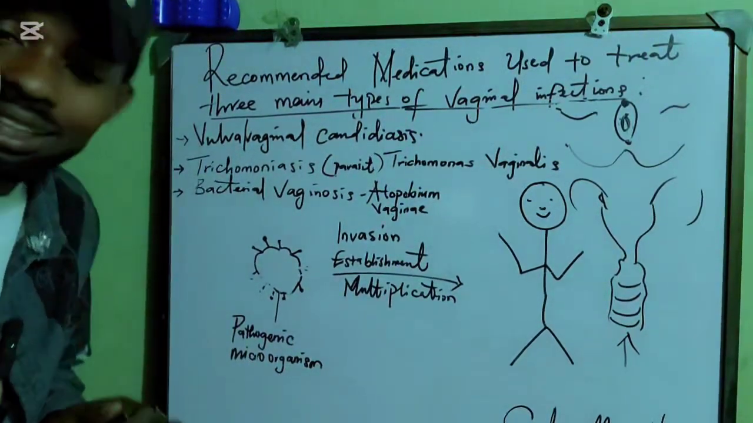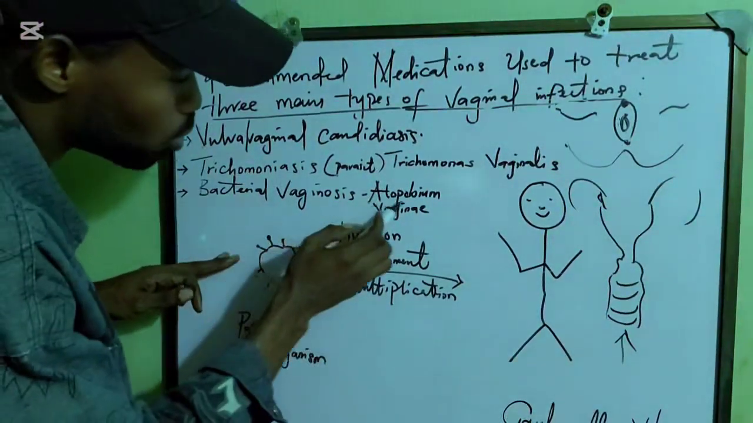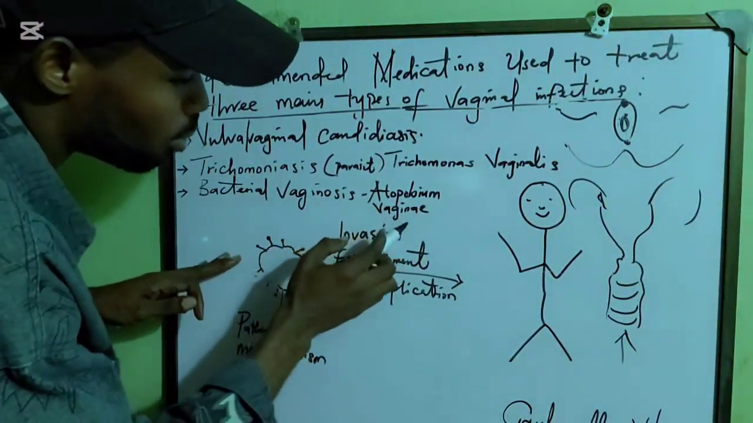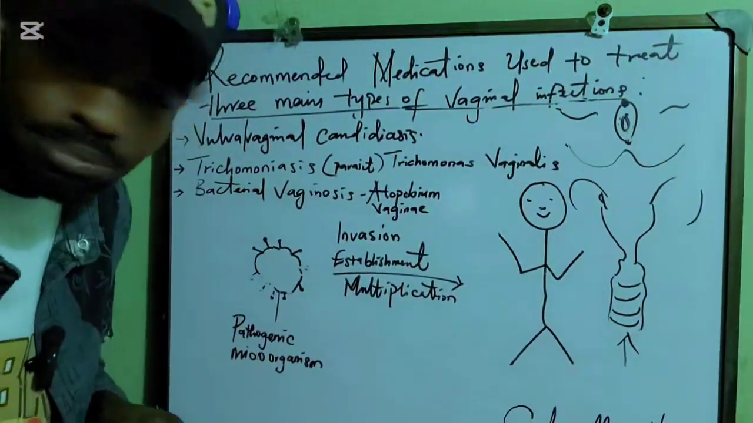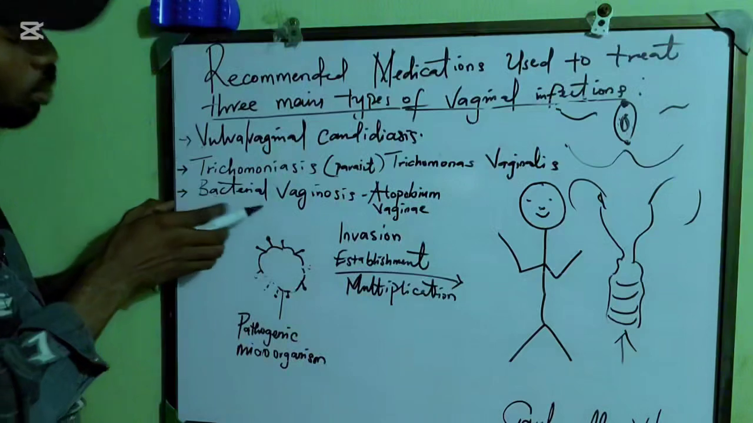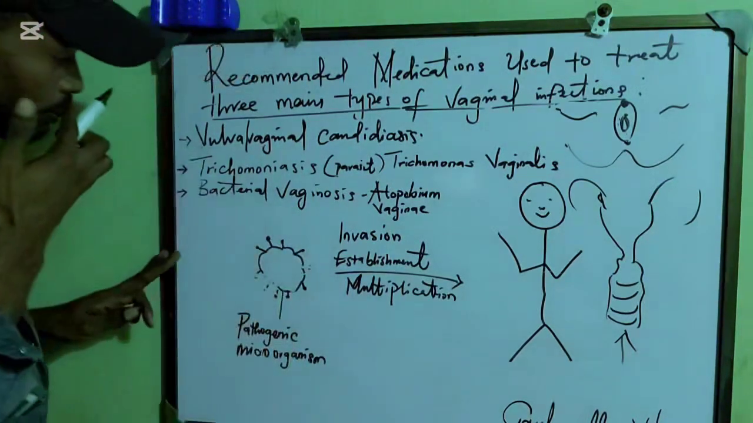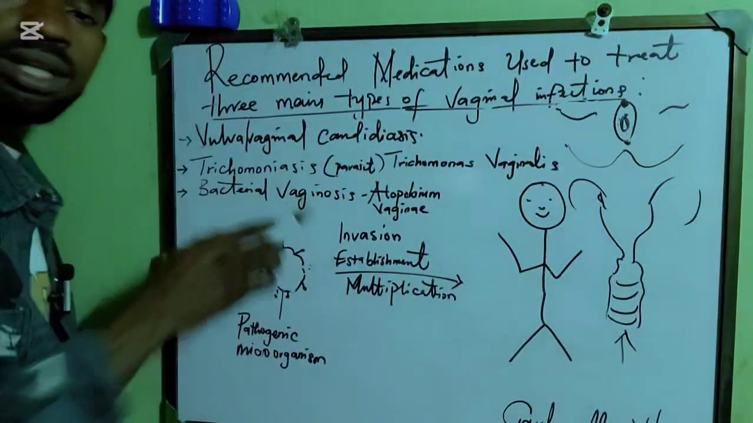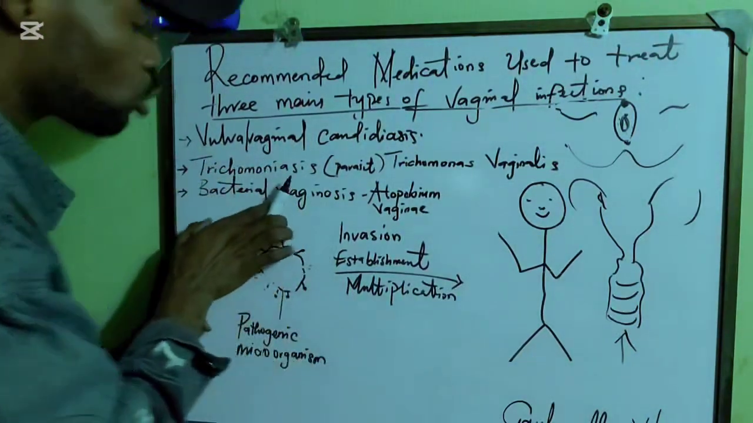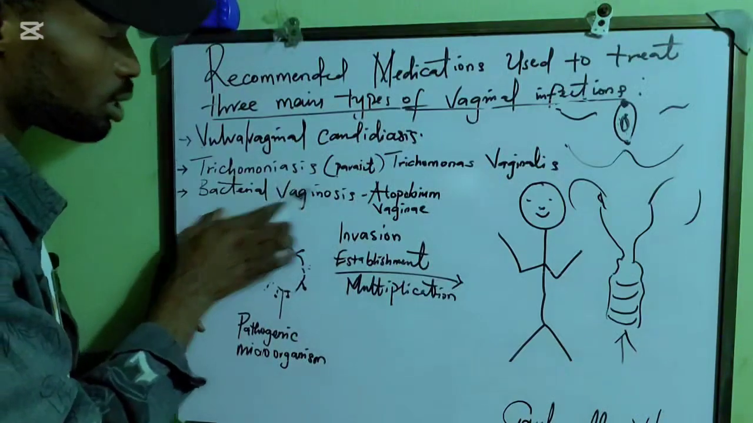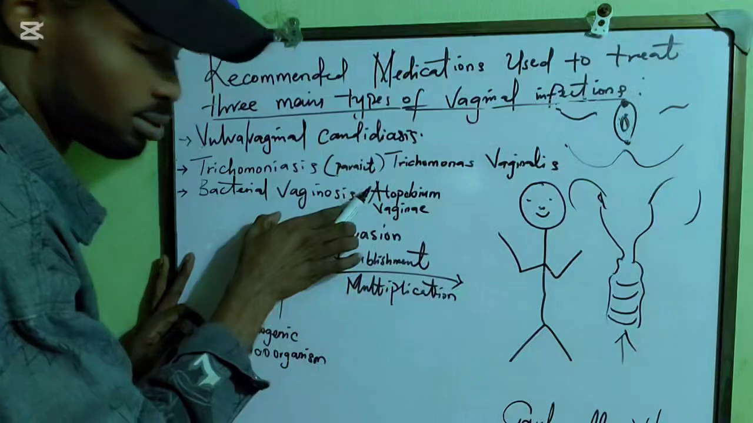Now coming to the third one, which is bacterial vaginosis, it is caused by Atopobium vaginae, or you call it Gardnerella vaginalis. It is what causes this. And what normally happens here is that if there is a decrease in the level of your lactobacillus, it is going to predispose you to having this particular bacterial vaginosis.